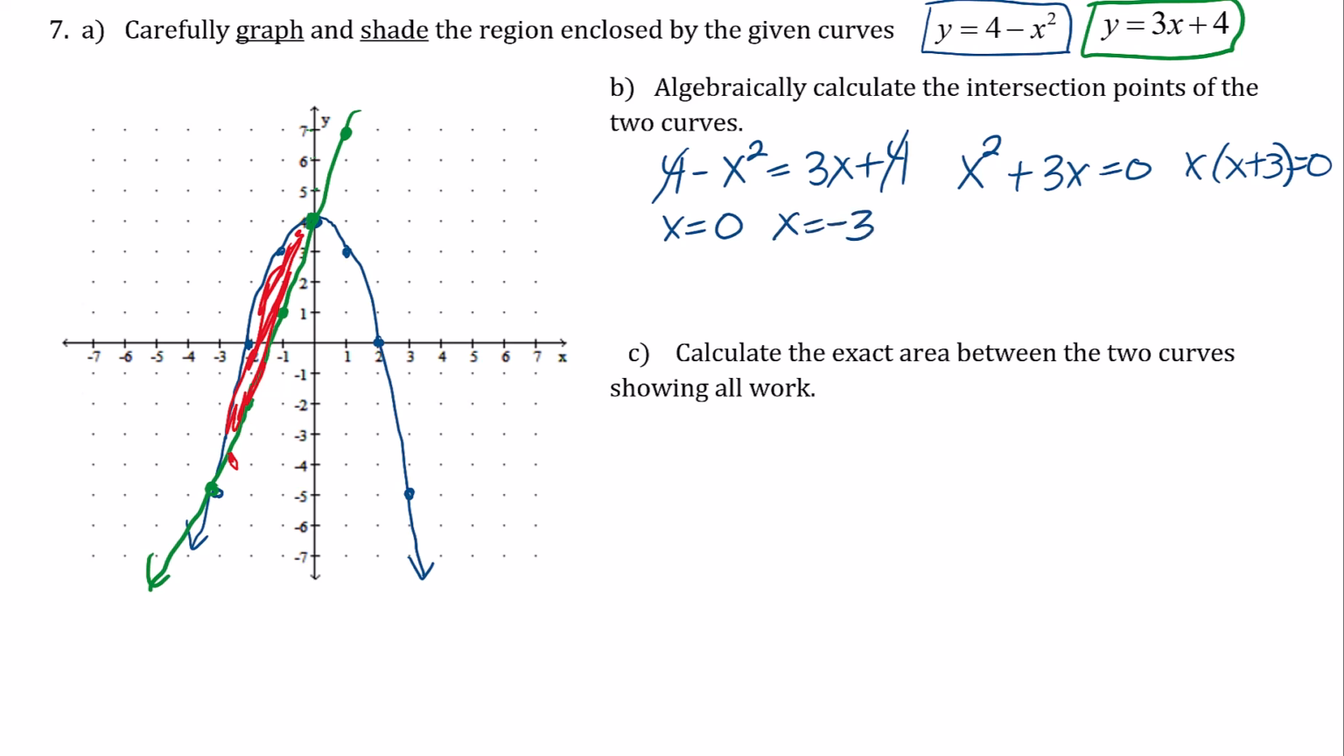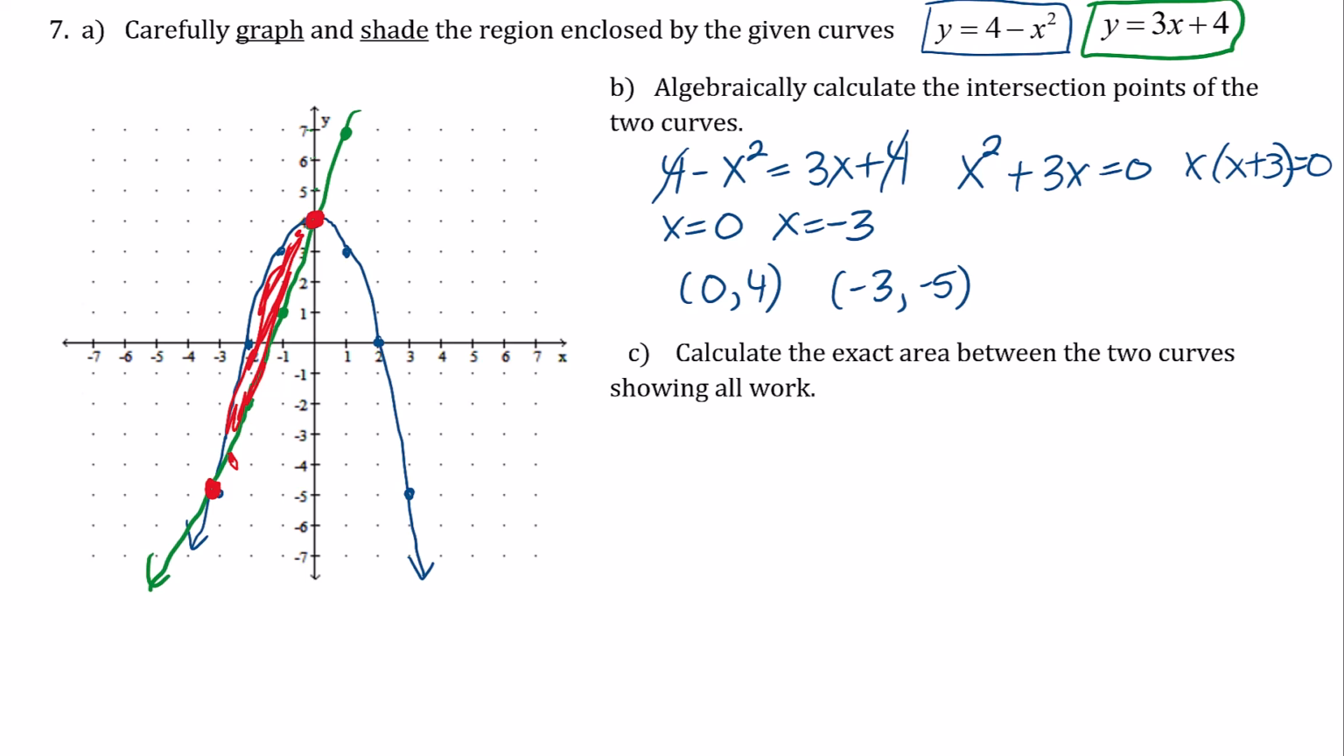Let's find the actual points. So if I put 0 in either function, I will get 4. So one of the points of intersection is right here at (0, 4). And then if I put negative 3 in, I would have negative 5. So our other point of intersection is (-3, -5).